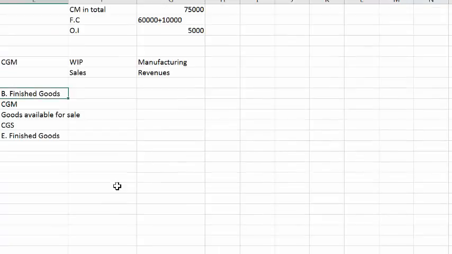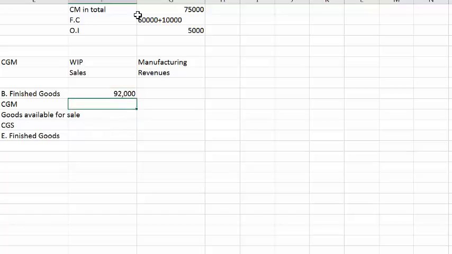So let me come here. So now I'm going to put all their values. Okay. So for the beginning finished goods inventory, I'm looking at the 92,000. For the CGM, I will put a question mark here because I don't know. For CGS, I'm looking at 300,000. For ending balance of finished goods, I'm looking at 75,000.